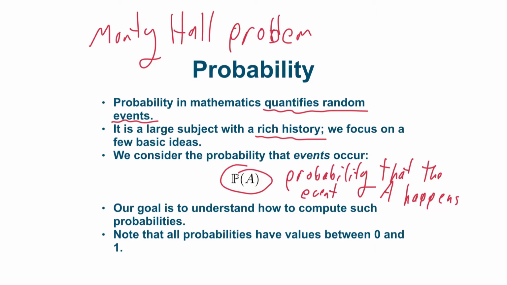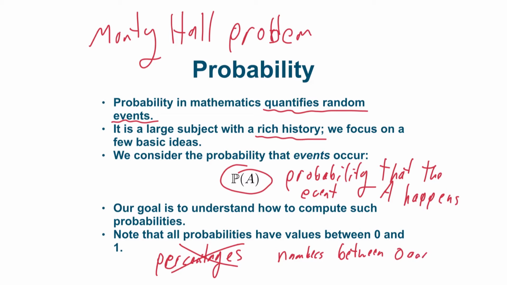And just as a remark, it might make sense to talk about probabilities in terms of percentages. That is not what we are going to do. Percentages are out, numbers between 0 and 1 are in. For us, a probability of 0 means the event essentially cannot happen, and an event with probability 1 is essentially certain to happen. And in between, there's some measure of likelihood.